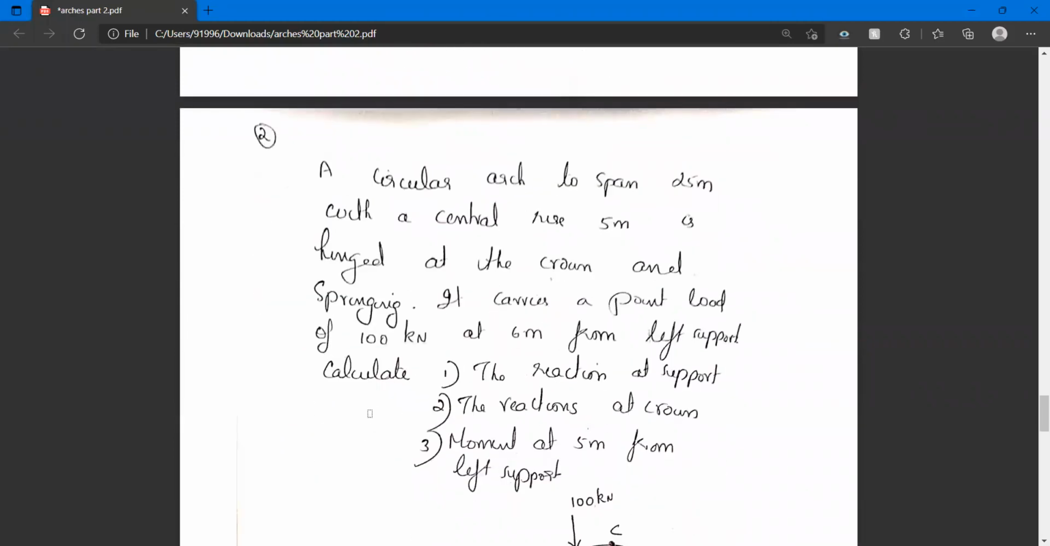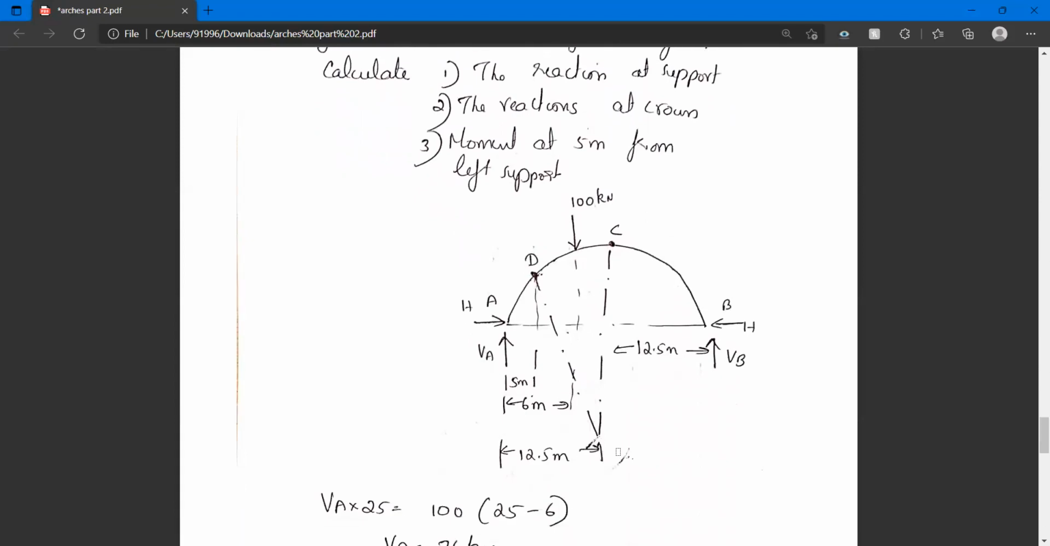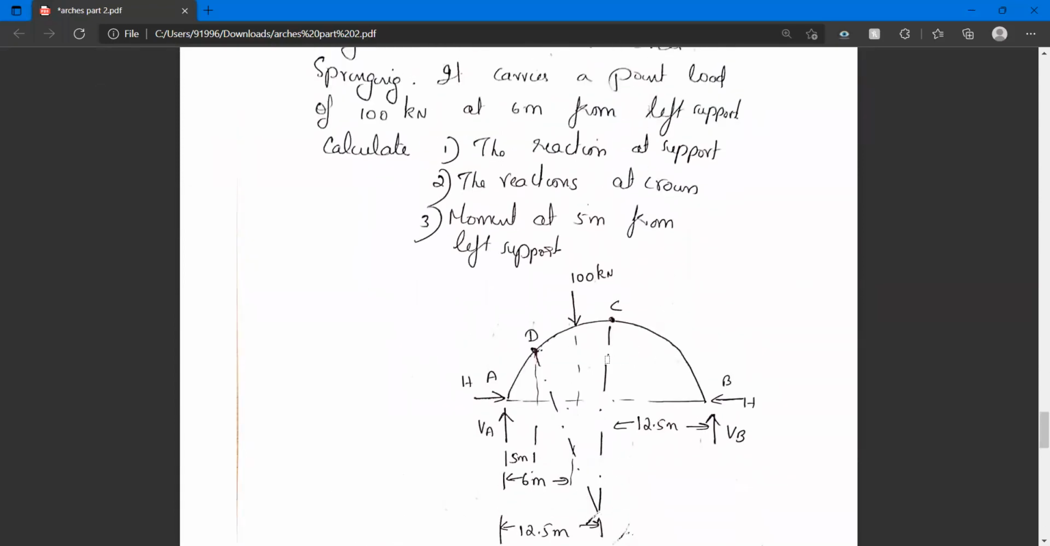Next, let us see another problem for circular arch. A circular arch to span 25 meter with a central rise 5 meter is hinged at the crown and at the springing. It carries a point load of 100 kilonewton at 6 meter from left support. You should calculate the reaction at the support, reactions in the crown, and moment at 5 meter from left support. Okay, you can see the figure here.